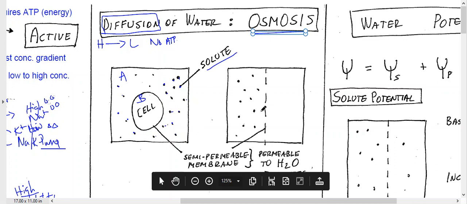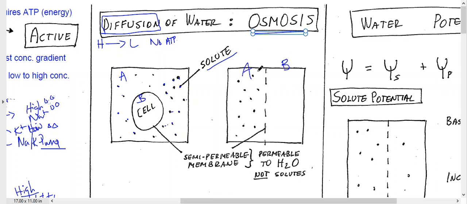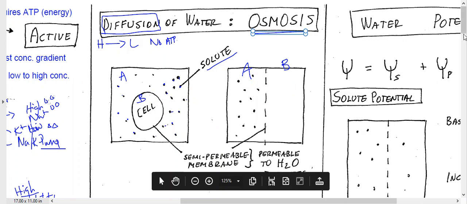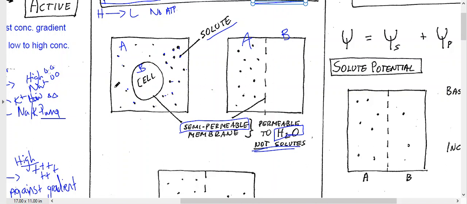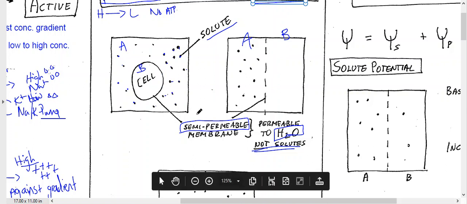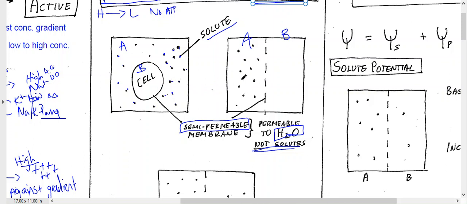So I'm going to show you the same thing over here. So here's side A with all the solute in it, and here is side B. So these two are equivalent. This drawing just has the cell, and this side just has another side of this box. And they're separated by a semi-permeable membrane. Semi-permeable, that means water can go through, but solutes cannot. Solutes are too big, and we can manufacture these membranes in a lab. But your naturally occurring cell membrane is also semi-permeable in the same way. So water can move through this membrane, but the solutes cannot.